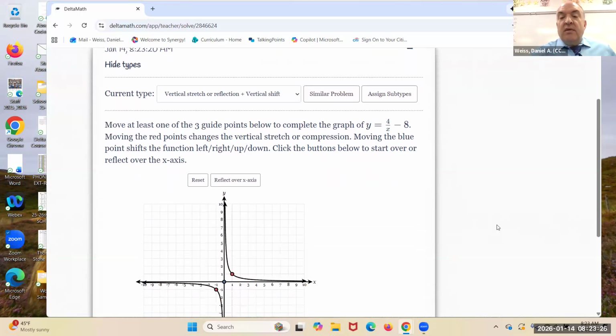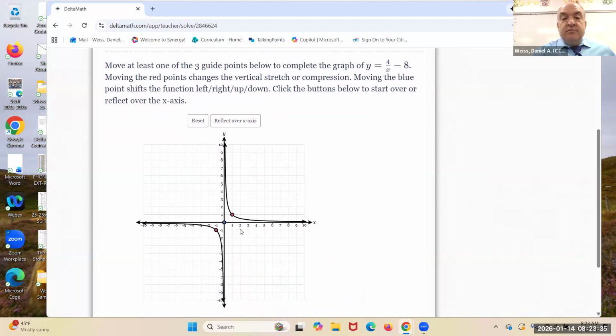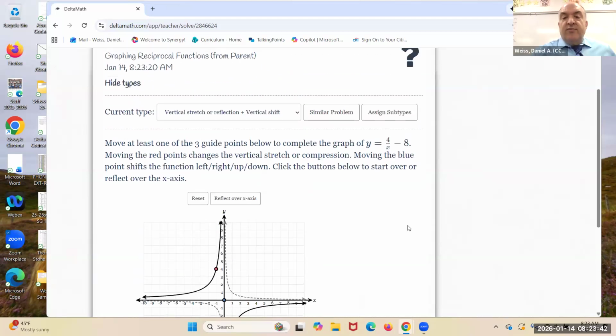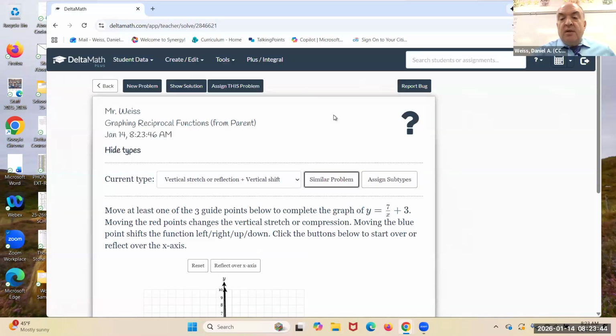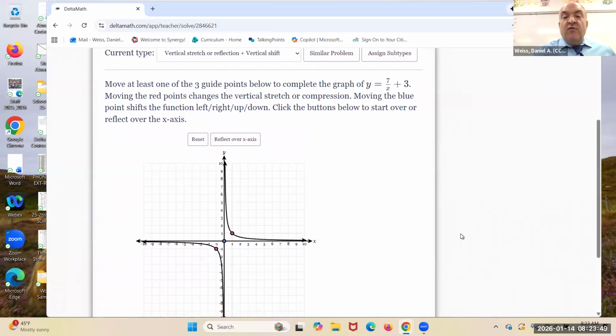So 4 over 1 is 4 minus 8. This is going to be the same problem. I'm just going to go to a different problem. Okay, here, this will work. Okay, 7 over 1 is 7. If I go to 1, 7 over 1 is 7 plus 3 is 10. Right there.